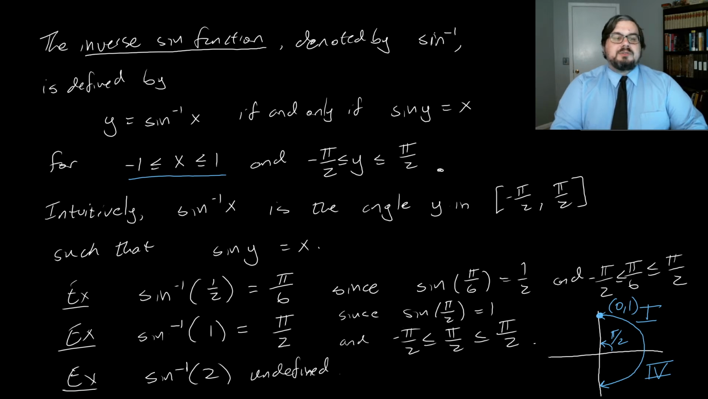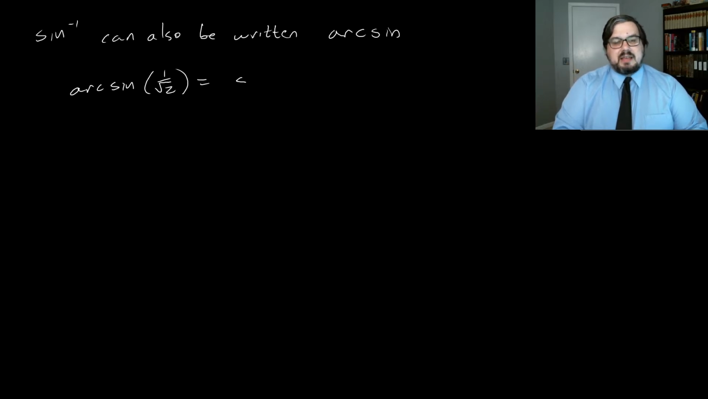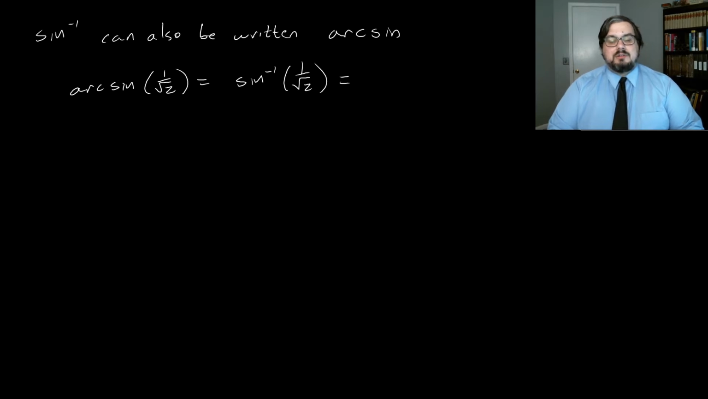All right, you will often also see the inverse sine function written as arc sine. This is slightly more old-fashioned, but is still quite popular in a lot of places. So inverse sine can also be written as arc sine, A-R-C-S-I-N. And so if I want to know what the arc sine of 1 over square root of 2 is, that's the same as inverse sine of 1 over square root of 2. They're the same thing. And so there I want to ask what angle within the interval from negative pi over 2 to pi over 2 gives me a sine value of 1 over square root of 2. And the answer to that question is pi over 4.